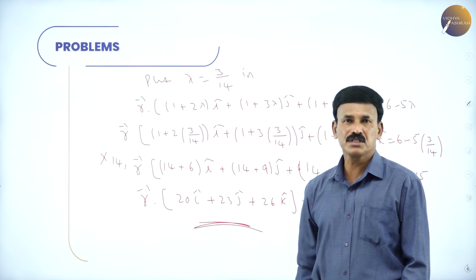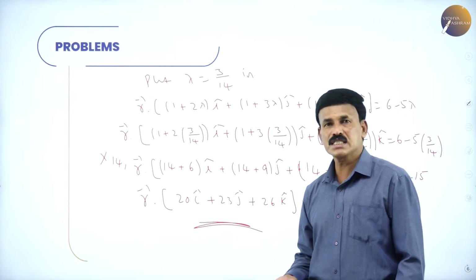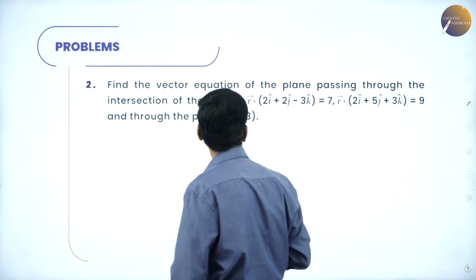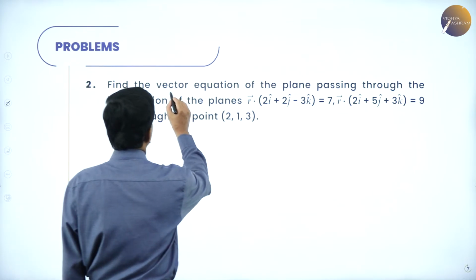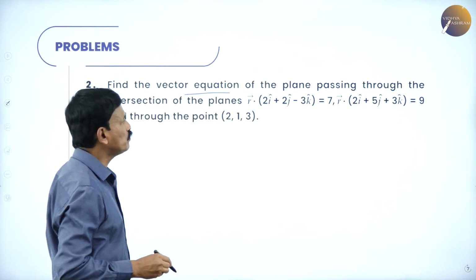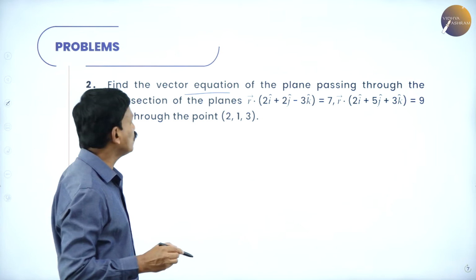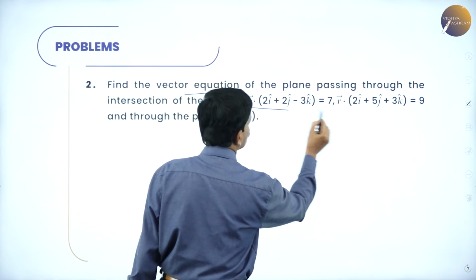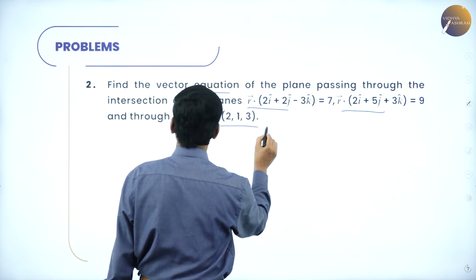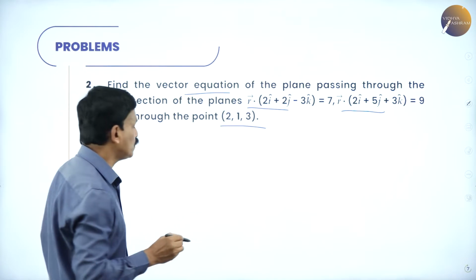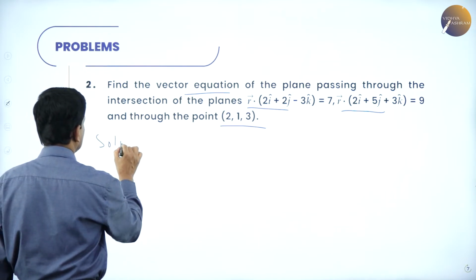Okay, very important concept for 3 marks. Let us consider the same, one more problem. Let me teach one more problem. Now, find the vector equation of the plane passing through the intersection of the planes. These are the two planes given, and it passes through the point 2, 1, 3. Now, let us write down the solution.